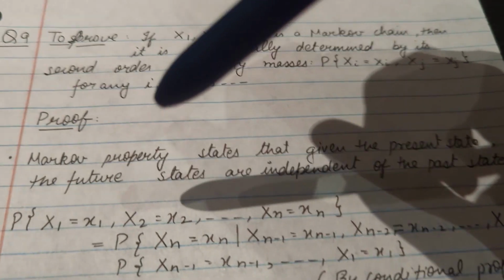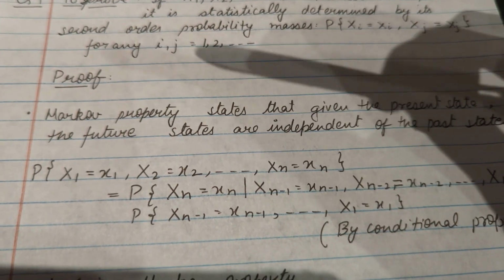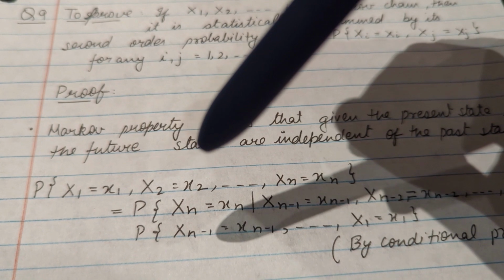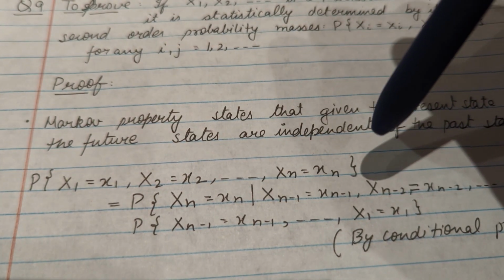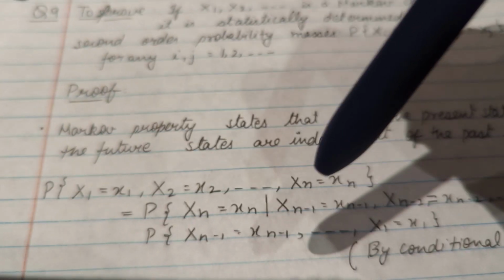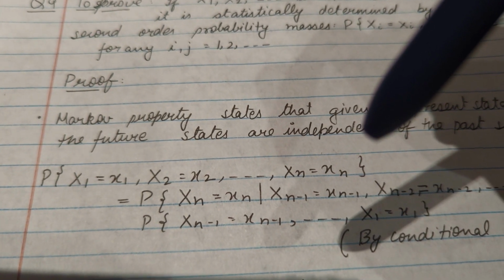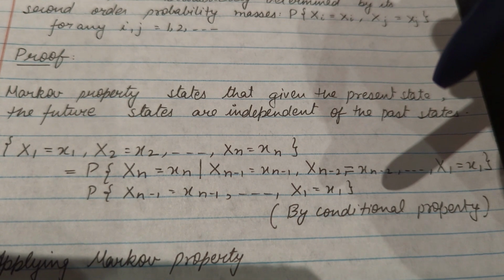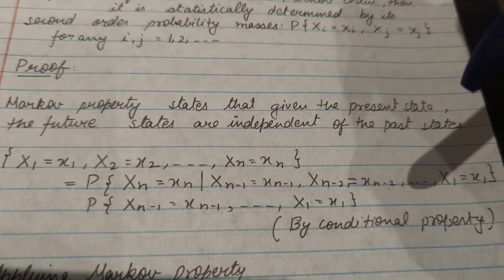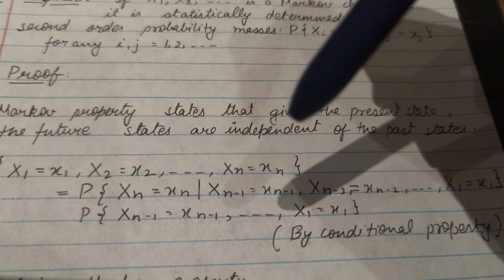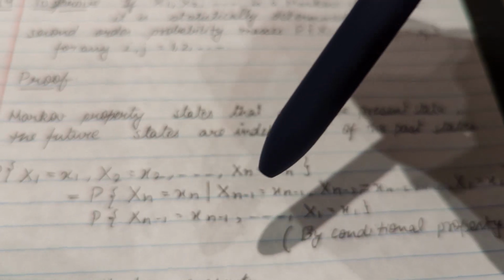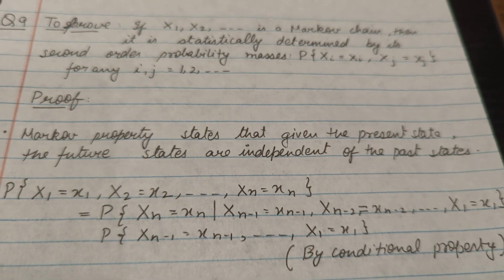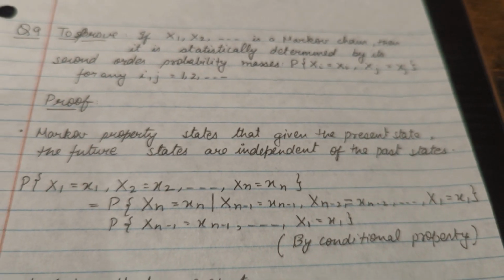Okay, so the nth order probability mass can be written as the probability of X1 equals x1, X2 equals x2 up to Xn equals xn, which is equal to the probability of Xn equals xn given Xn minus 1 equals xn minus 1, Xn minus 2 equals xn minus 2 up to X1 equals x1, times the probability of Xn minus 1 equals xn minus 1 up to X1 equals x1, by the conditional property.